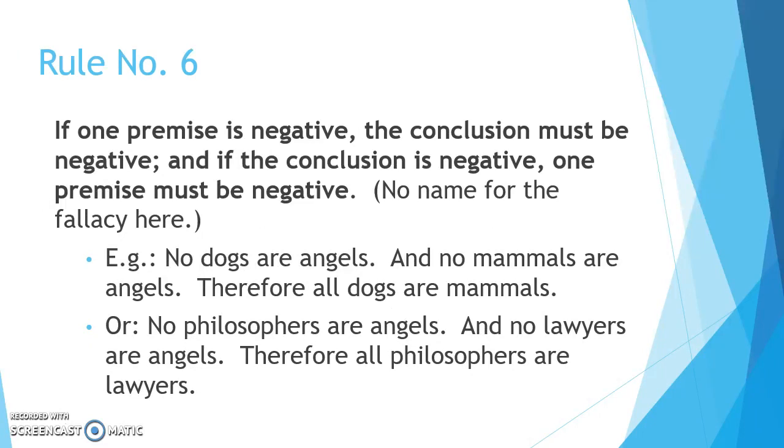Rule number 6. If one premise is negative, the conclusion must be negative. And if the conclusion is negative, one premise must be negative. There's no name for this fallacy. For example, no dogs are angels, and no mammals are angels, therefore all dogs are mammals. This is, of course, fallacious. Well, of course, it has two negative premises, but also it has an affirmative conclusion where it has to be negative. Or, no philosophers are angels and no lawyers are angels, therefore all philosophers are lawyers, is also fallacious. So if one of the premises is negative, then the conclusion has to be negative.